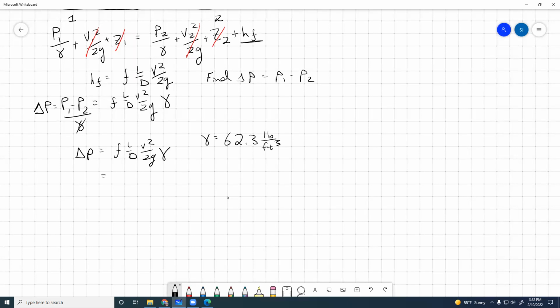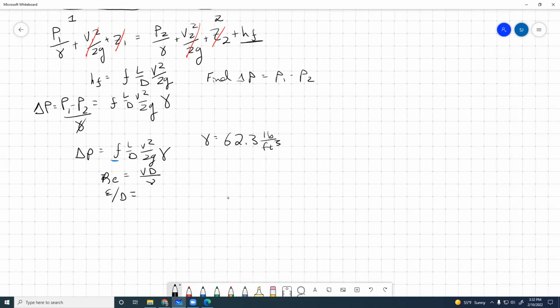So do we have all these values here? We don't have the friction factor. We need to solve for this, and we'll use the Moody diagram to do that. So what do we need to know to solve the friction factor? We need to calculate the Reynolds number. So Reynolds number is equal to V D over viscosity. And the other part that we need to know is the relative roughness height.